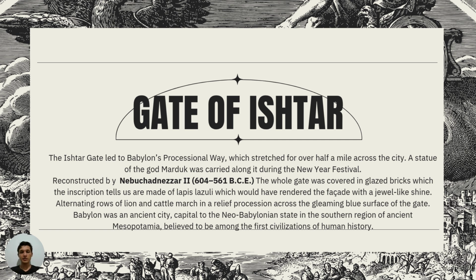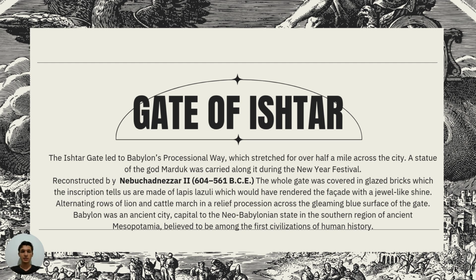Now, this gate was reconstructed twice, once in modern times and once in ancient times. The first reconstruction that this gate had was during the reign of King Nebuchadnezzar II between 604 and 561 before Christ. This king was one of the most powerful rulers of Babylon and was responsible for building many of the projects across the city. In fact, he was in charge of the restoration of most of Babylon during his era.